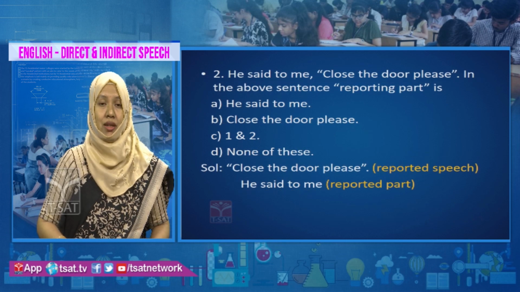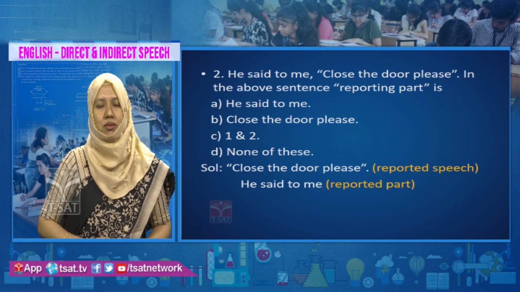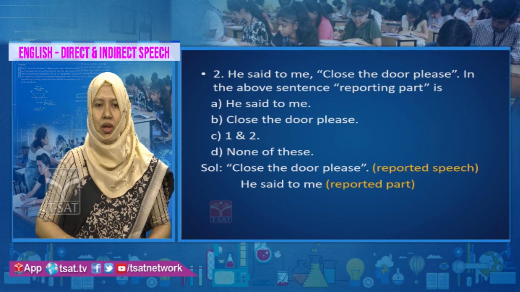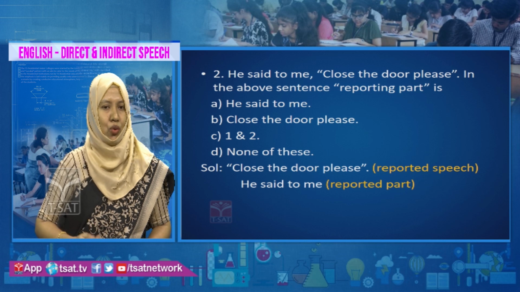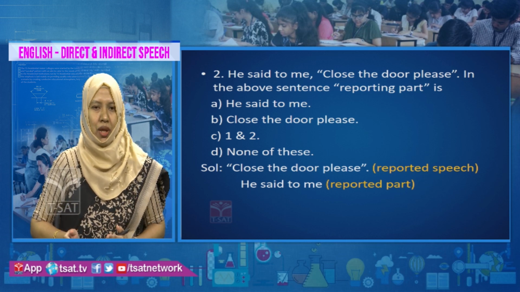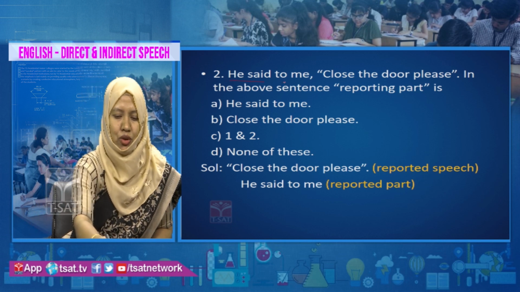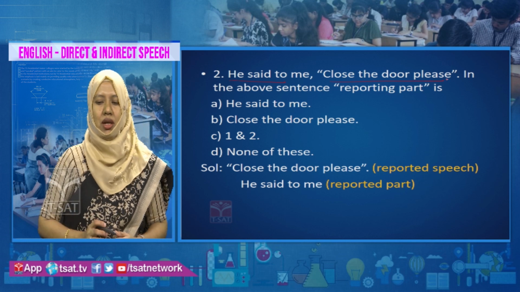Option 2, second question, he said to me, close the door please. In the above sentence, which is the reporting part? Option A, he said to me. Option B, close the door please. Option C, 1 and 2. Option D, none of these. Now, if you look at the sentence, there are two parts: he said to me, and close the door please.